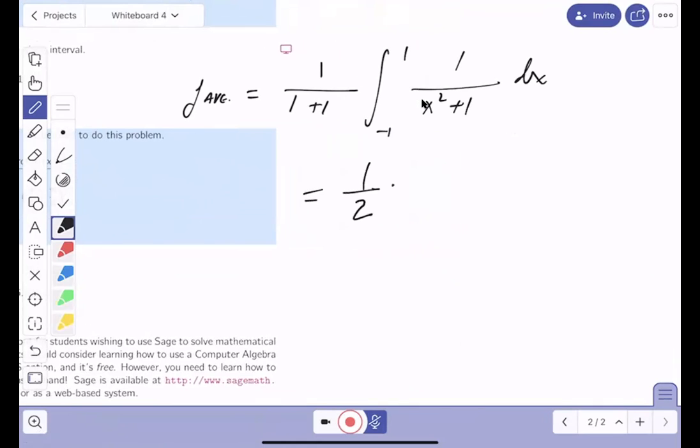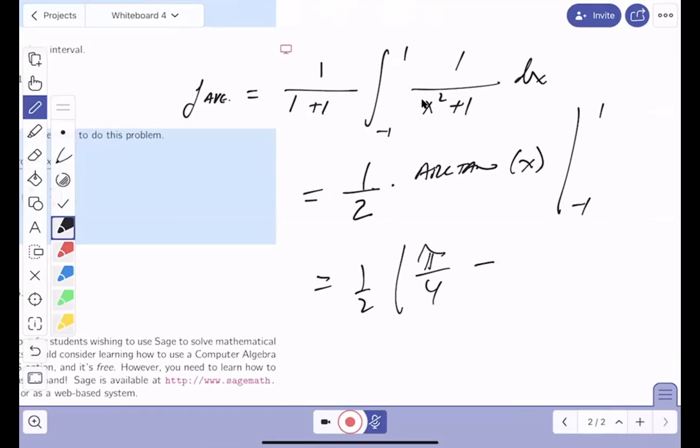We'll look at the key later. Do I know the answer to that? I do. It's arctangent of x, and the limits of integration are minus 1 to 1. This is 1/2 times the arctan of 1, which is pi over 4, minus the arctan of minus 1, which is minus pi over 4. And what do you get over there? 1/2 times 2 pi over 4, which is pi over 2, and this would be pi over 4.